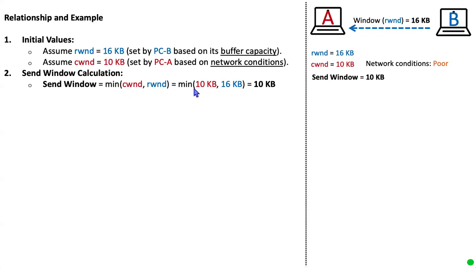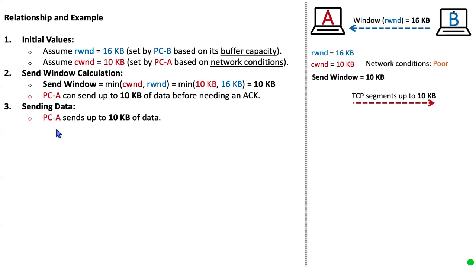Well, let's take a look. The congestion window, what is that? 10,000 bytes. What's the receive window? 16,000 bytes. So, I'm getting a little ahead of myself here. We're going to see that PCA is going to say, my send window is going to be 10,000 bytes, the lesser of the two. This send window, once again, is the lesser of the congestion window and the receive window. So PCA can send up to 10,000 bytes of data before needing an acknowledgement. It just chooses the lesser of the two values.